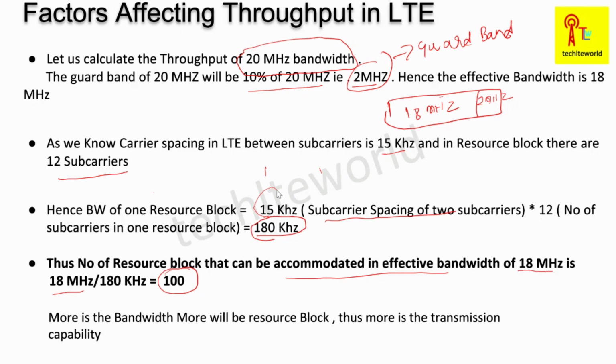15 kilohertz will be the same, as it is the carrier spacing between two subcarriers, multiplied by 12. So this value will remain consistent for all the other bandwidths as well, but the difference will be in the effective bandwidth. The effective bandwidth will be different for different bandwidths, as we'll be taking 10% of that particular bandwidth. After getting the effective bandwidth, we divide it by the bandwidth of one resource block, that is 180 kilohertz, and that will give us the number of resource blocks.